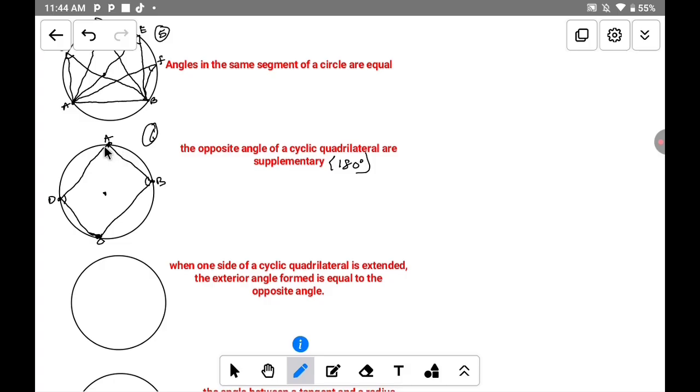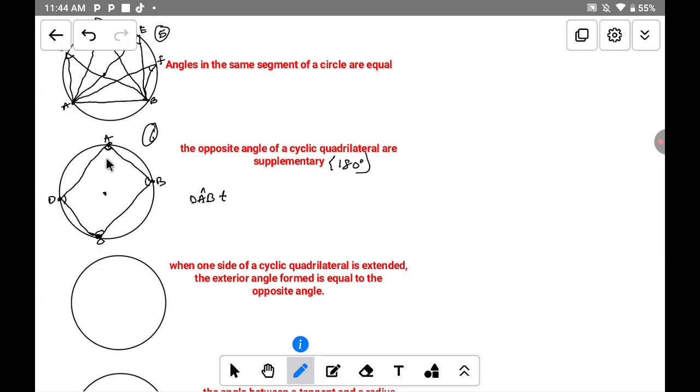Likewise, the sum of the other opposite angles, this angle here and this angle here, is also equal to 180 degrees. So the sum of angle A and angle C is equal to 180 degrees. And that is a cyclic quadrilateral. So let me write it mathematically: angle DAB plus this one will give us 180 degrees.